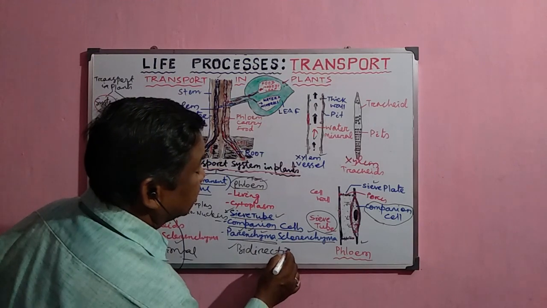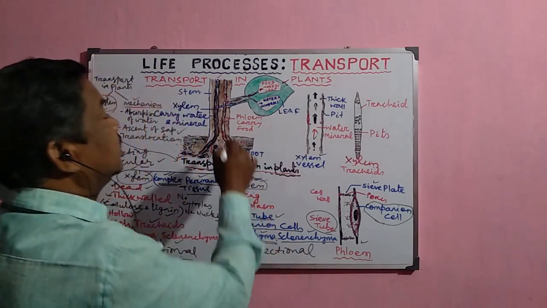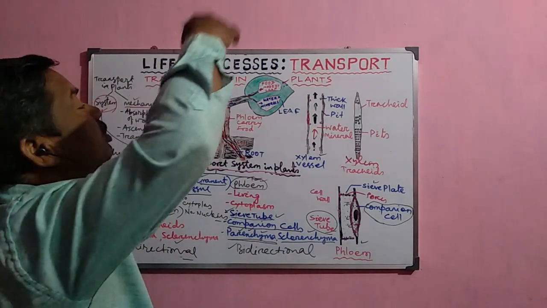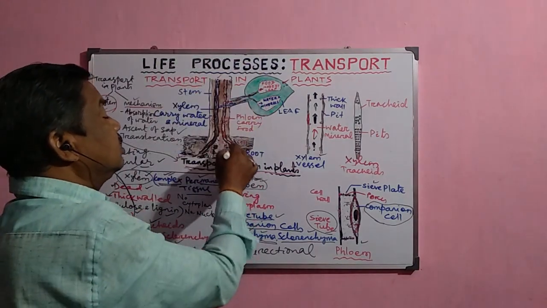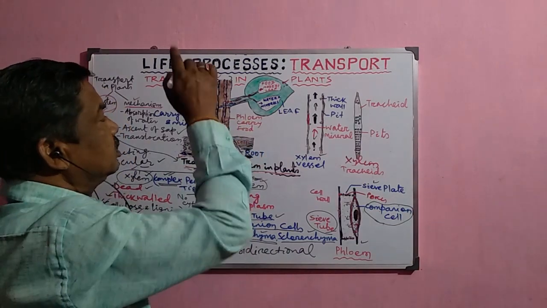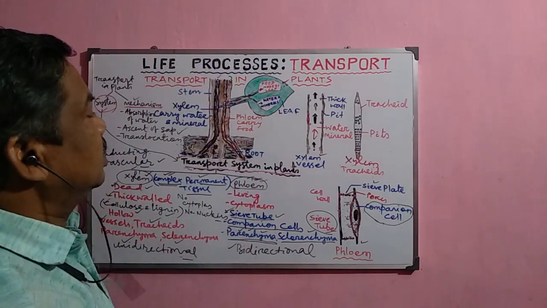It is bidirectional because the food materials are required here in the upper part. It may be in the flower, fruit and other leaves like that, and they are also required there in the root. So that is why it moves in both directions, in the upward as well as in the downward direction.